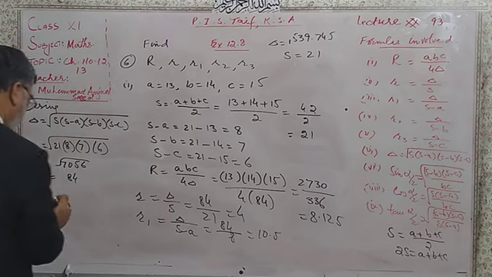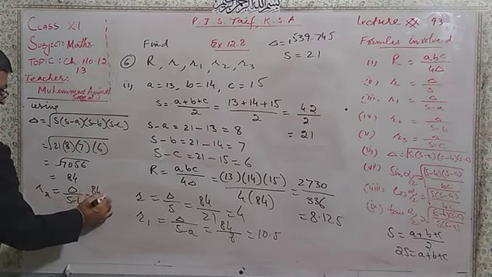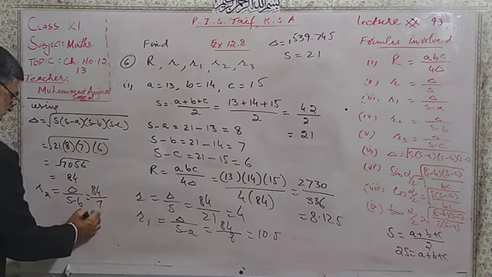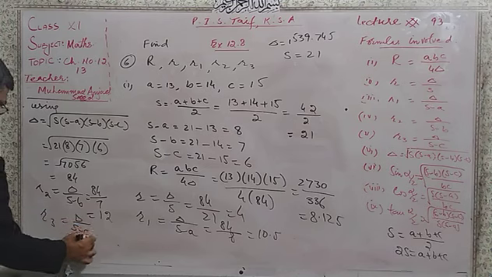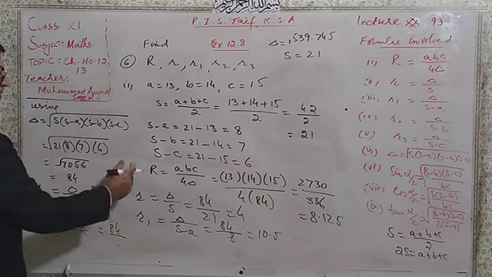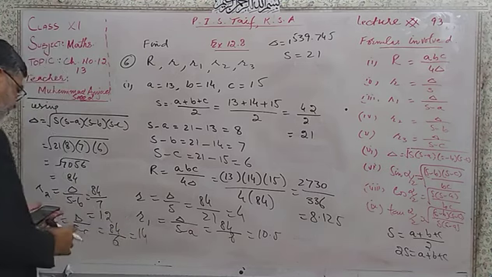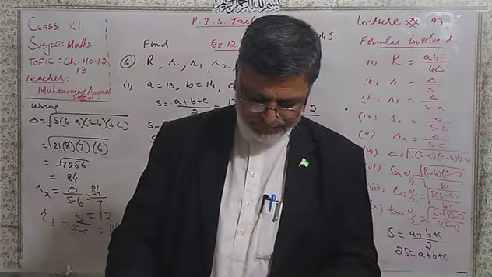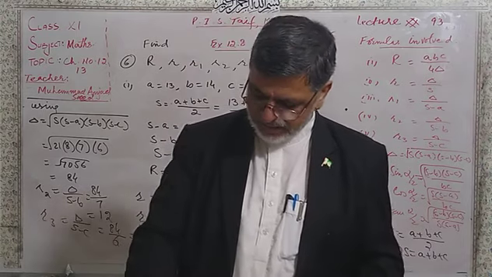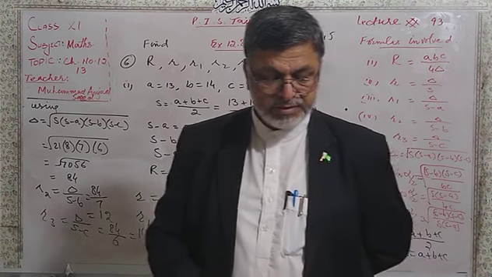Then R2 will be delta over S minus B. 84 over S minus B is 7, that is 12. So R3 will be delta over S minus C. 84 over S minus C is 6. That will be 14. So dear students, these were the values of different capital R, small r, R1, R2, R3. So in this way, we can have our values.